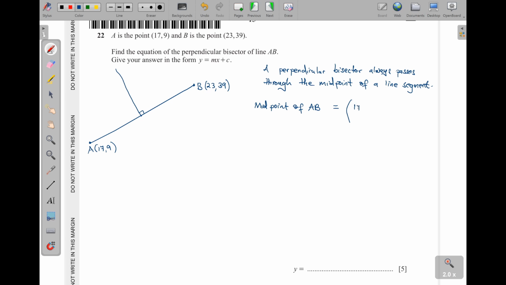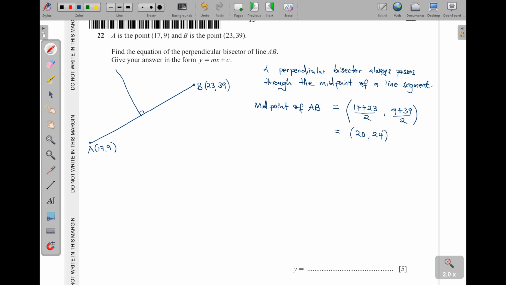So we shall have 17 plus 23, we divide by 2, then 9 plus 39, we divide by 2. So 17 plus 23, that is 40 divided by 2, that will be 20. And then 9 plus 39, that will be 48. Divide by 2, we get 24.